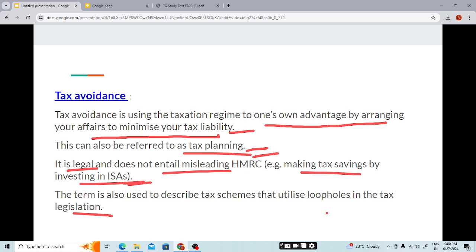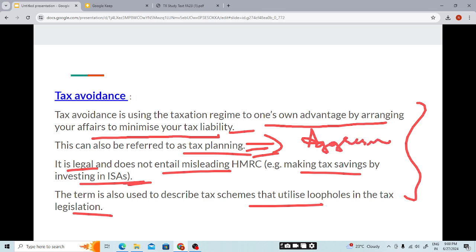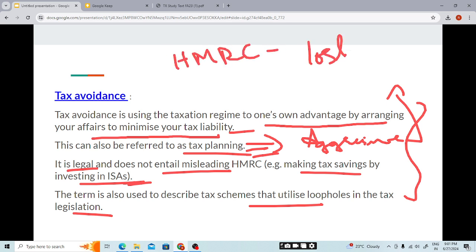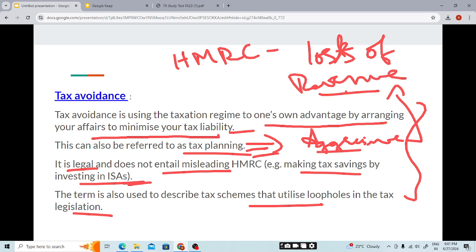Okay, I'll do this, I'll do that, and you'll be paying a lower taxation. But the tax planning you are doing must not be aggressive. If it is very aggressive, then HMRC will look into the matter. So whenever you are doing tax planning, it must not be aggressive, so that HMRC does not lose revenue. The tax planning should not be aggressive.